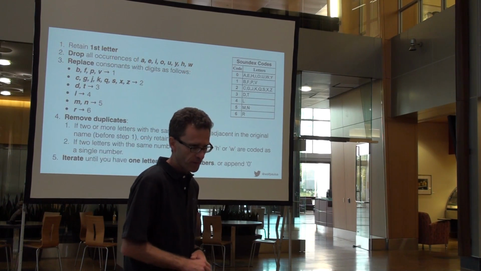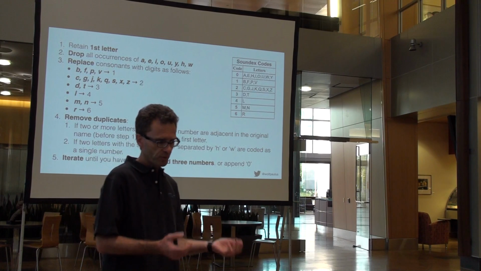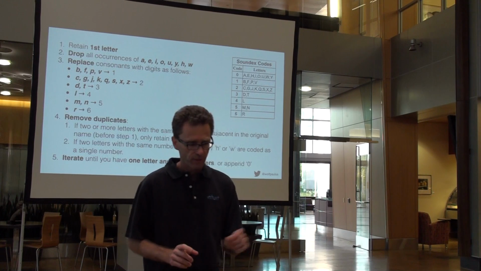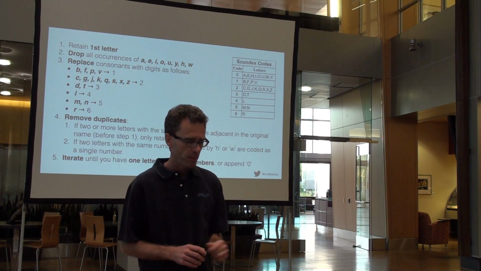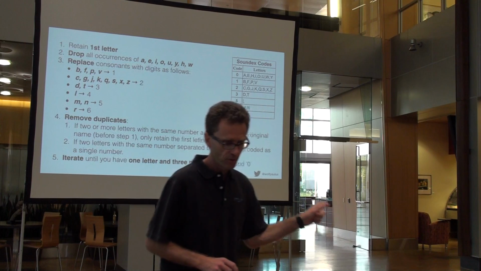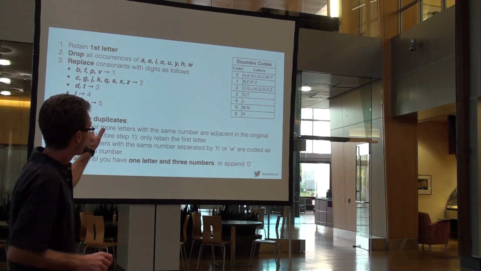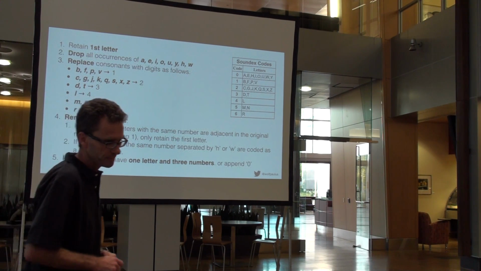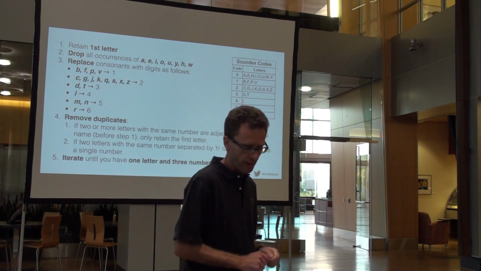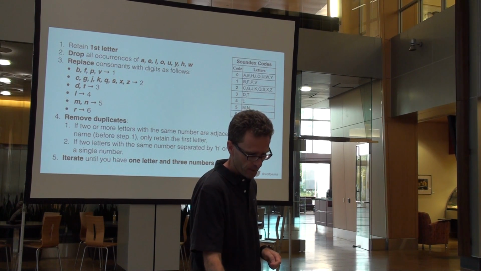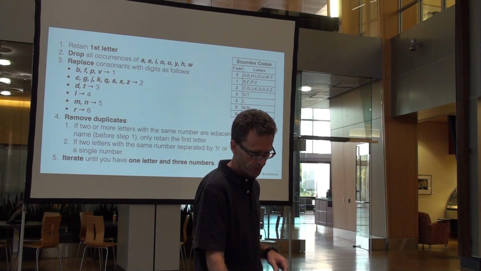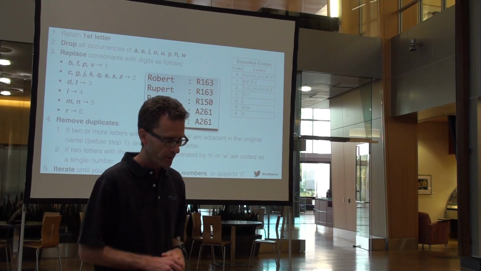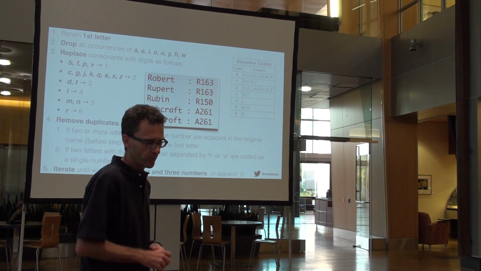And well, to give you an idea how this works, you retain the first letter, then you drop all occurrences of vowels or letters that sound like vowels. You replace consonants with digits, and you can see the groups. All these consonants that are grouped with the same code sound about the same. Then you remove duplicates, and then you iterate through the process until you come to an encoding that again starts with the first letter and then has just numbers to it. And here you can see that spelled out. So Robert would be encoded with R163.